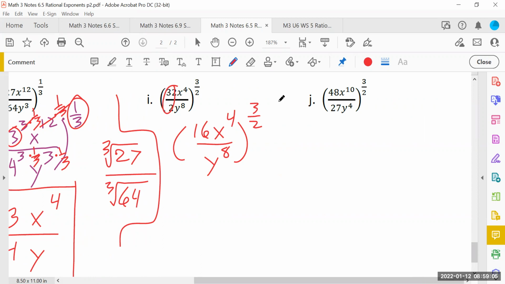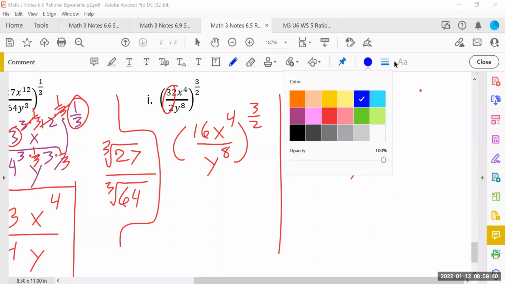Let's instead do letter J, and then we'll call this set of notes good. Letter J, 48 and 27. I think 3 goes into both of those. Yeah. So let's simplify it a little bit. Clean it up. 48 divided by 3 is 16. So you'd have 16 x to the 10th. 27 divided by 3 is 9. Not x, y to the 4th. All raised to the 3/2 power.